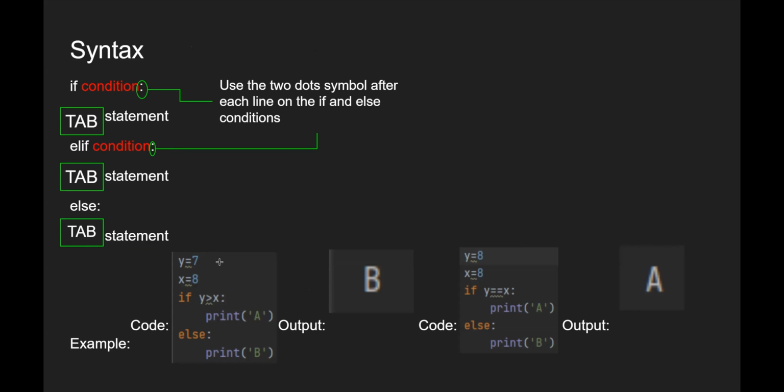So we had y equals 7 and x equals 8. And then we say if y is greater than x, but it's not. But if it was, we would print A. Since that's false, we'll go to the else statement and then print B. And then here, y equals 8 and x equals 8. If it's equal to each other, print A, else print B. Since this statement is true, we'll print A.